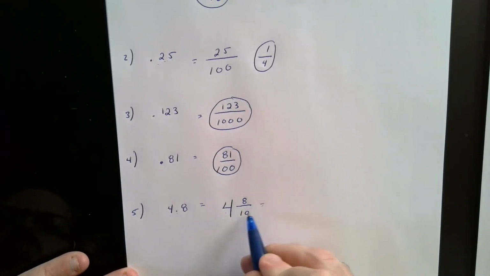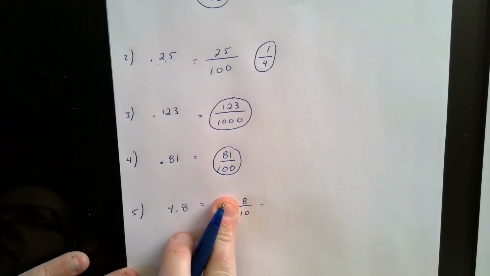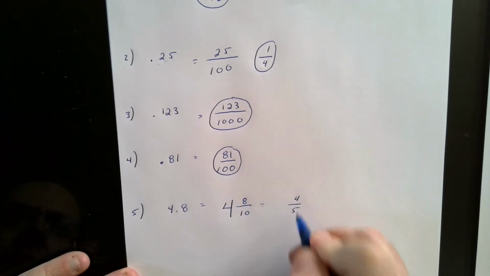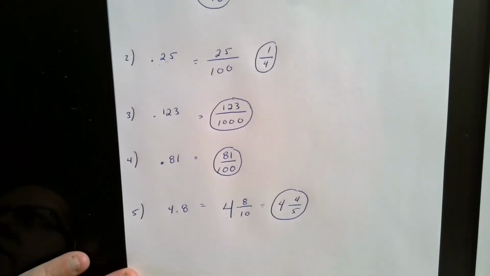Now we still need to check to see if this will reduce. I don't care about the whole number. It was 4, so don't worry about it. We just want to check to see, will 8/10 reduce? If we try to reduce that, it reduces down to 4/5. And then 4, once again, was our whole number, so we carry that over. So my final answer is 4 and 4/5.